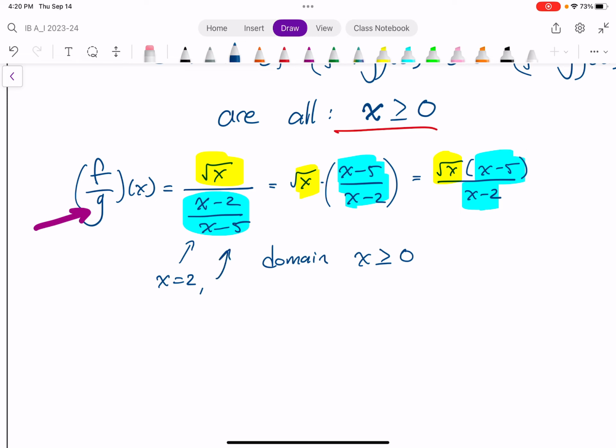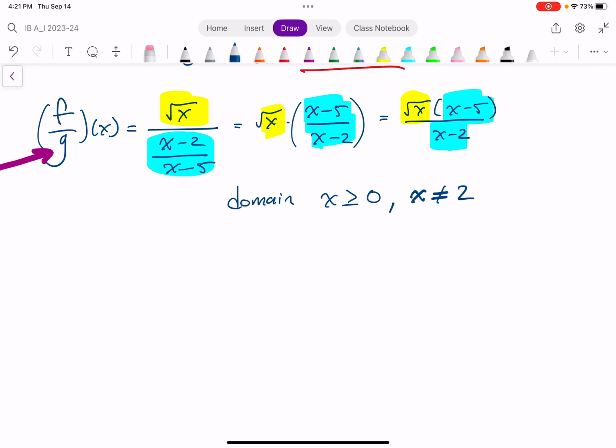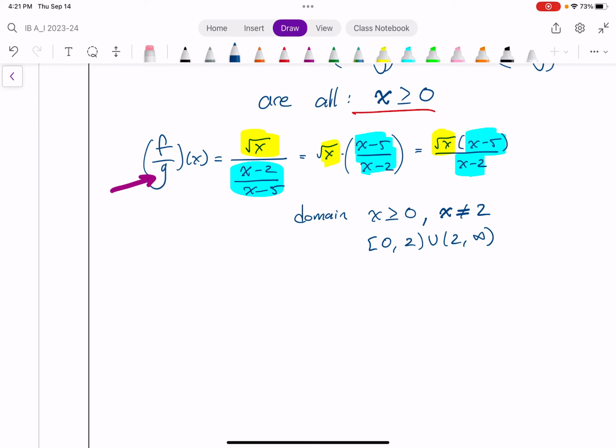Well, remember, for the domain, I can't allow this whole part to be 0. If this whole part in blue equals 0, I'm dividing by 0, which means x equals 2 cannot be part of the domain. So in the end, I have to add something. It's everything greater than or equal to 0, and x cannot equal 2, which you can write in a variety of ways. I can also write it as square bracket 0, comma 2, round bracket, the union of 2 up to infinity. But again, I prefer that first part.